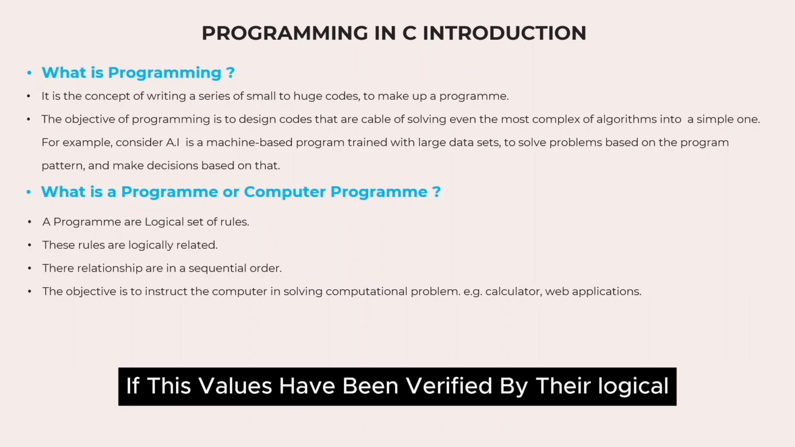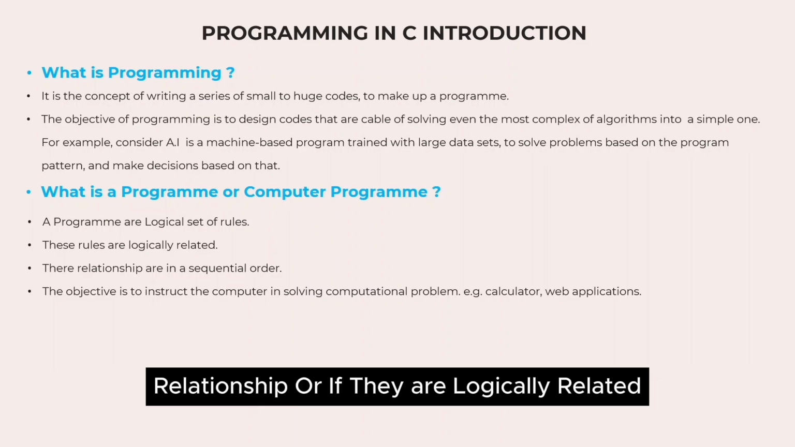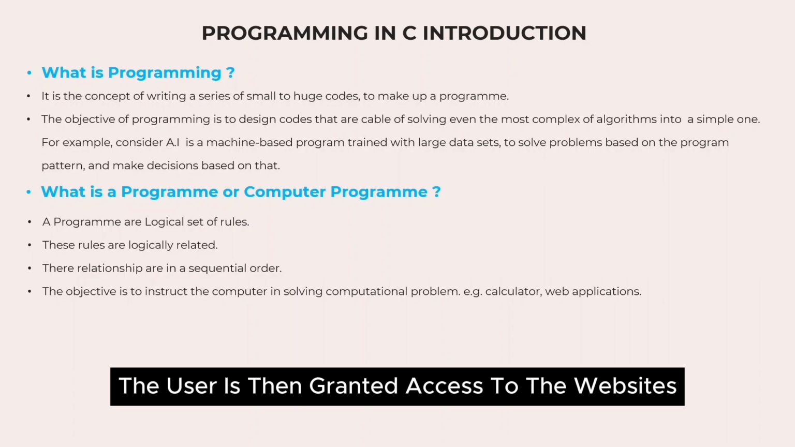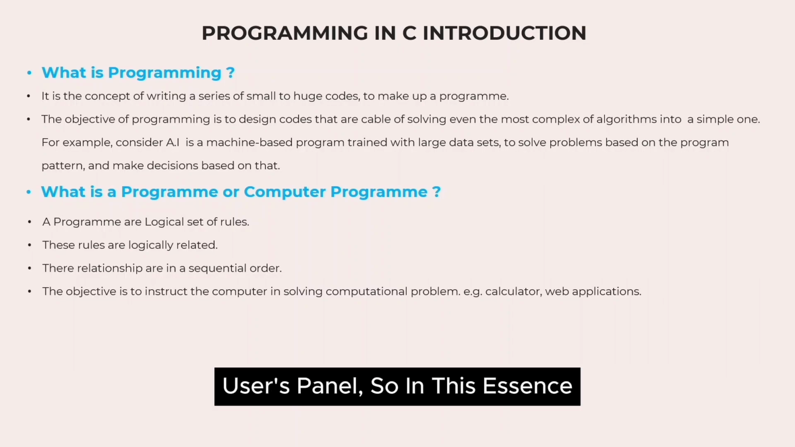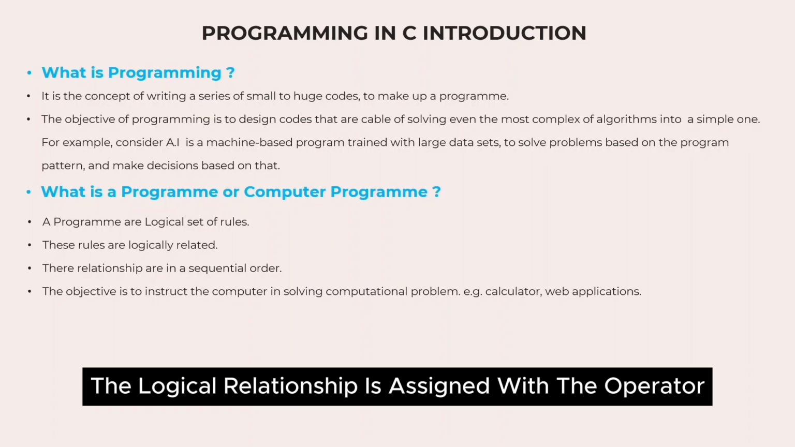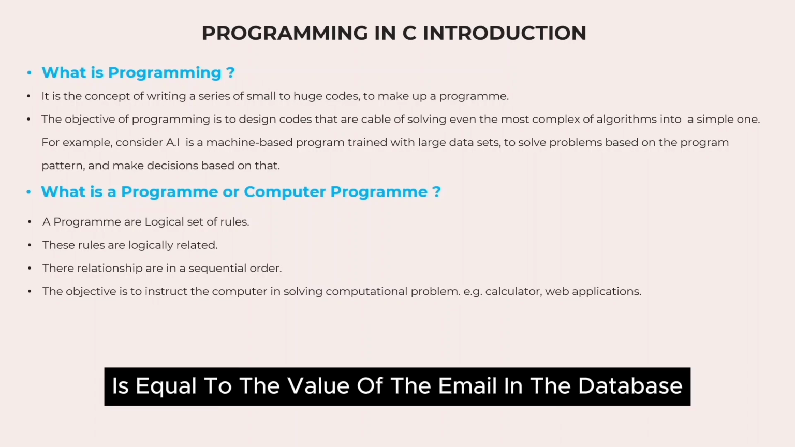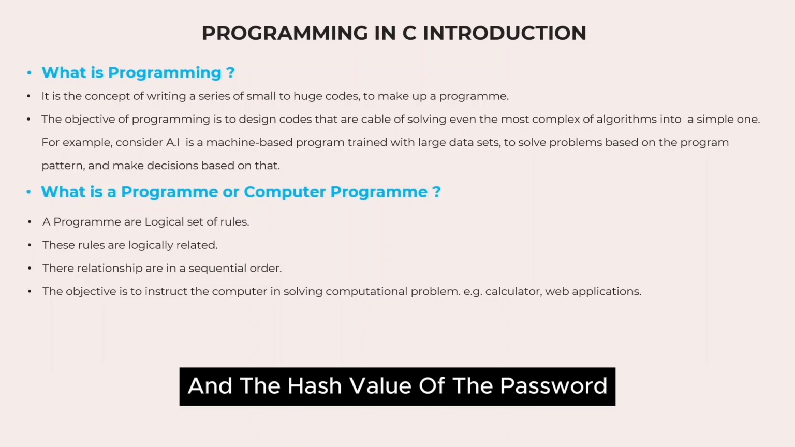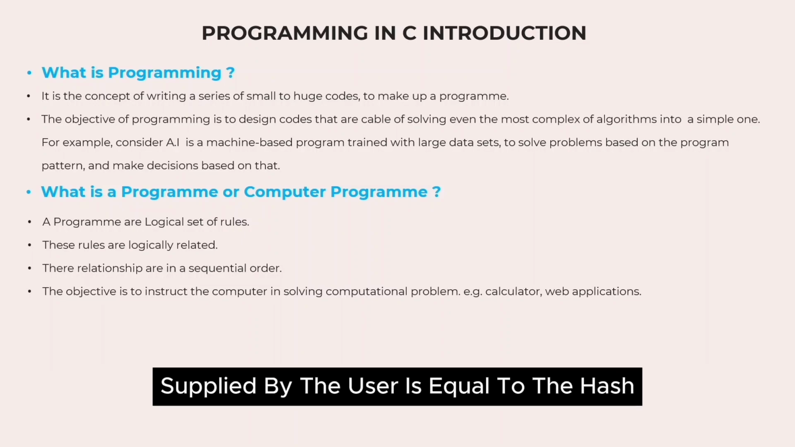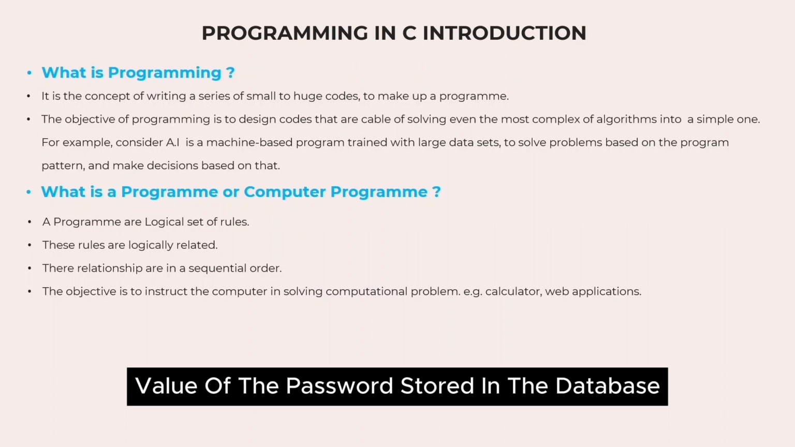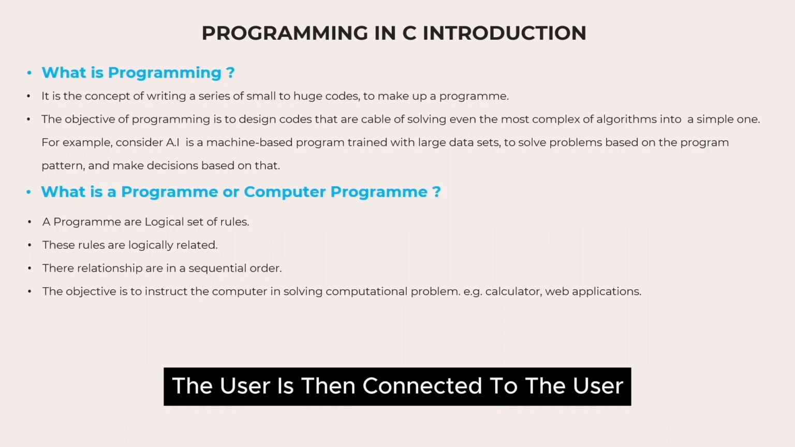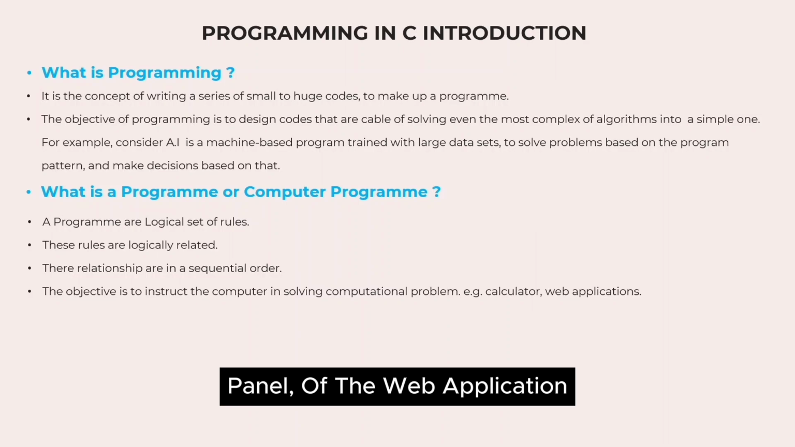If these values have been verified by their logical relationship, or if they are logically related, the user is then granted access to the website's users panel. So in this essence, the logical relationship is assigned with the operator equals, or the equal symbol. So if the value of the email is equal to the value of the email in the database, and the hash value of the password supplied by the user is equal to the hashed value of the password stored in the database, the user is then connected to the users panel of the web application.